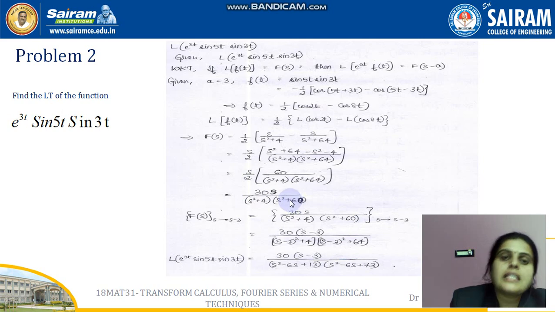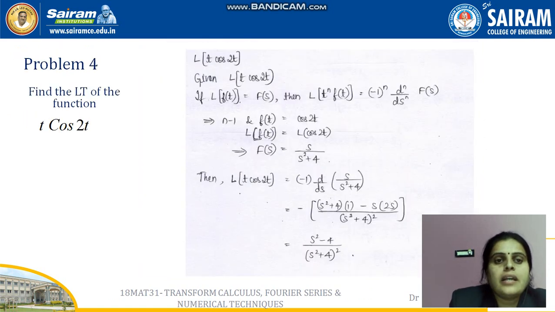Since exponential function is multiplied to your f of t, use the concept of shifting property. So s is going to be replaced by s minus 3 because you have exponential to the positive power. So 30s divided by s square plus 4 into s square plus 64 is going to be changed. Wherever you have s, that s is going to be changed to s minus 3, and substitute that and simplify. You get your answer for the given function, which is e to the power of 3t sine 5t into sine 3t, and the Laplace transform of which is going to be your final answer.